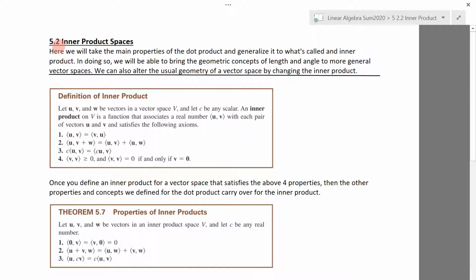In this section, we're going to introduce inner product spaces where we'll take the main properties of the dot product and generalize them to what's called the inner product. In doing so, we're going to bring the geometric concepts of length and angle to more general vector spaces. And even if we look at the vector space Rn, if we change the inner product to something different than the dot product, you can alter the usual geometry of a vector space.